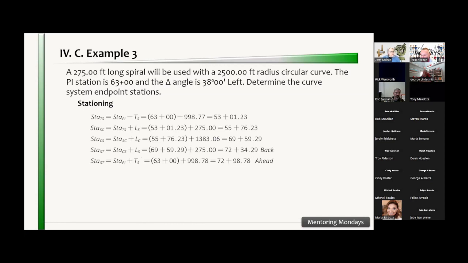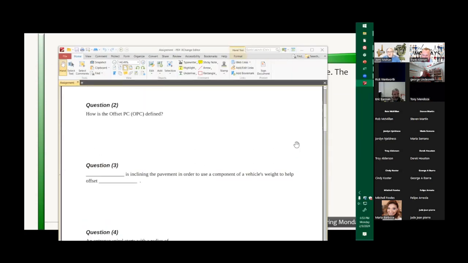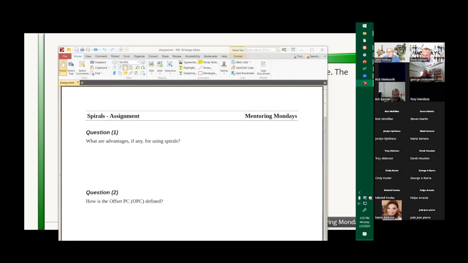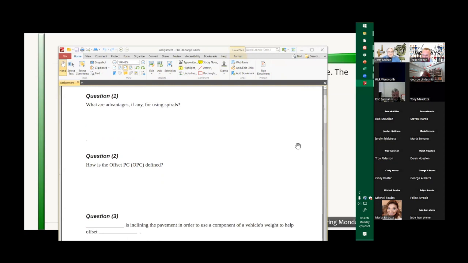I get my PDF up here, and we can look at the rest of the assignment answers and the assignment questions, and see if anybody else ventured to answer them. What advantages are there, if any, for using spirals? Who wants to give me some advantages for it, if there are any?